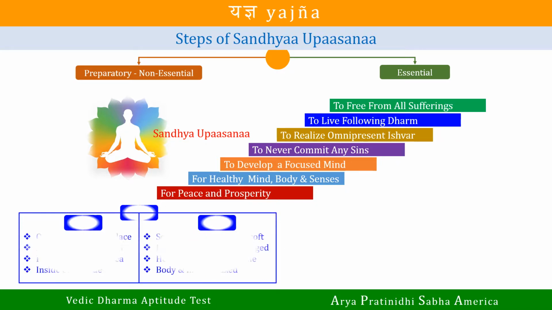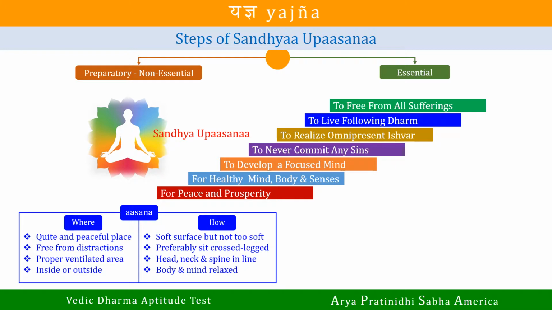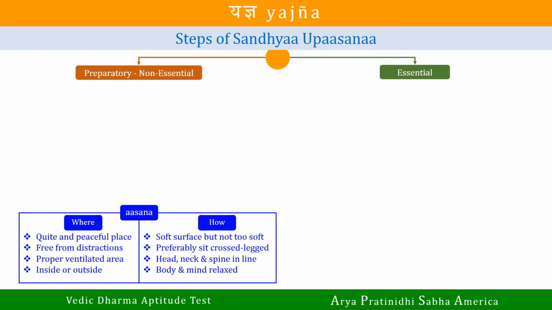Sure, let us begin with that. The Sanskrit word for that is asan. You may sit inside or outside your home in a quiet and peaceful place that is free from distractions and properly ventilated. The surface or the mat you sit on should be soft. Sit cross-legged if possible. Your head, neck and spine should properly be aligned. In other words, don't slouch. More important, relax your mind and body.